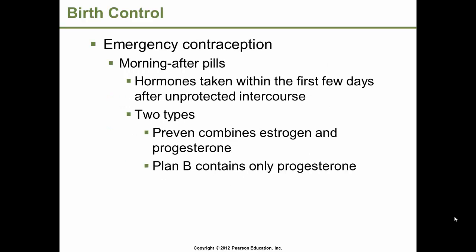Morning after pills, or emergency contraception, are taken within the first few hours after unprotected intercourse. Two types combine estrogen and progesterone, and Plan B is progesterone only. Typically, you can purchase these over the counter if you're 18 years or older. With either type, the first dose should be taken within 3 to 5 days of unprotected sex, and the second approximately 12 hours later.